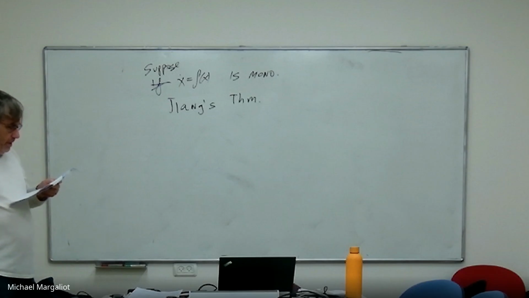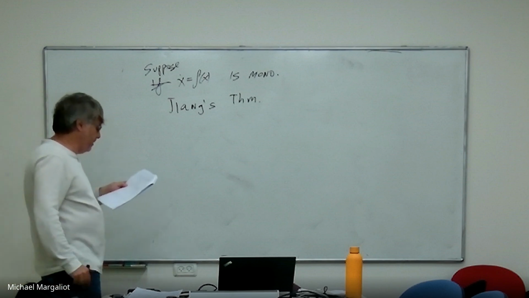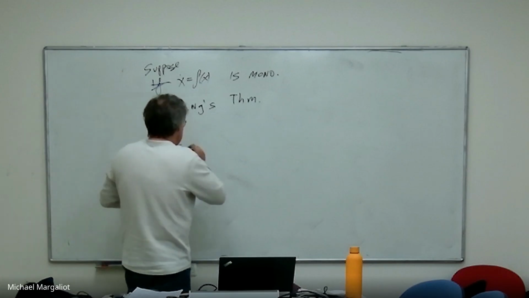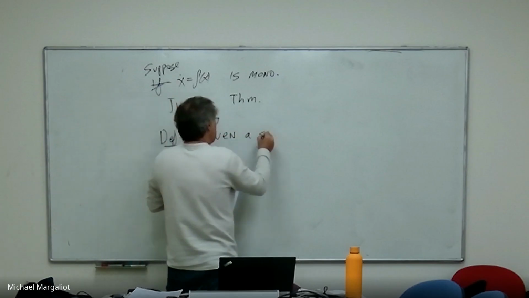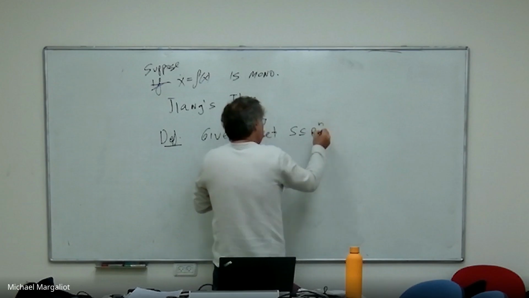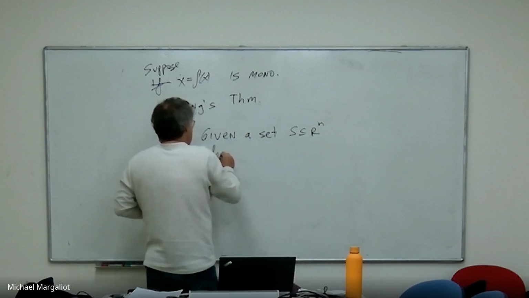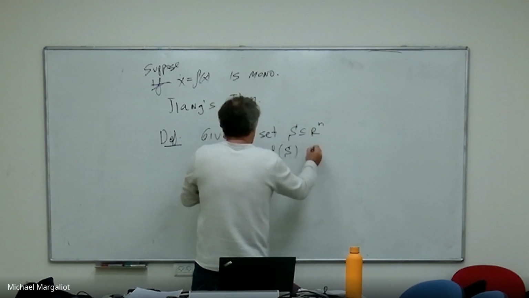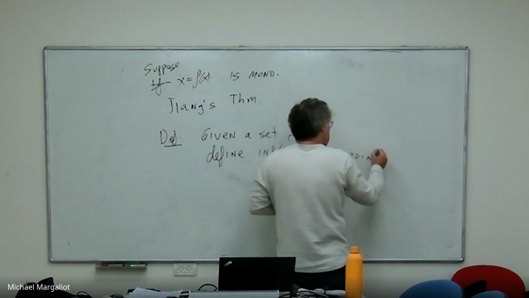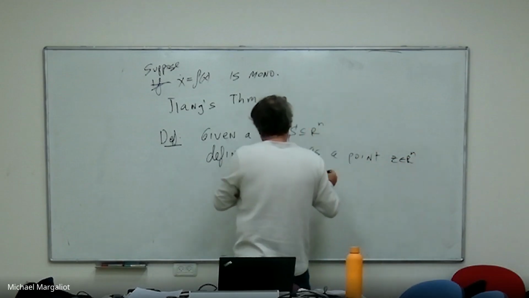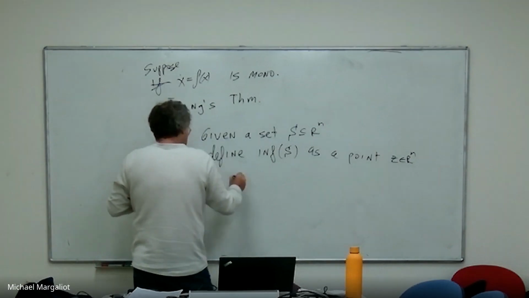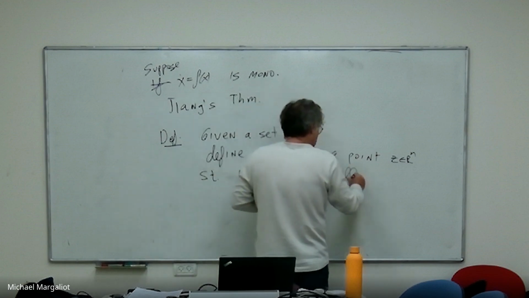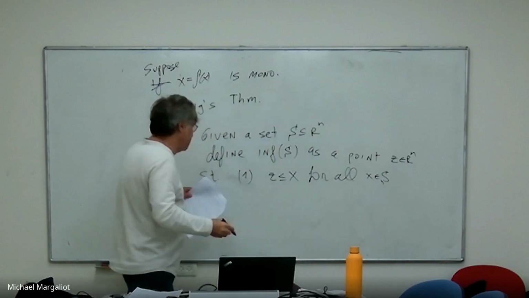Yes? We need to define one small definition before I can give you the theorem. So the definition is as follows. Given a set S in R^n, define the infimum of the set as a point Z in R^n, such that one, Z is smaller than X. I'll write it down and then I'll explain it.